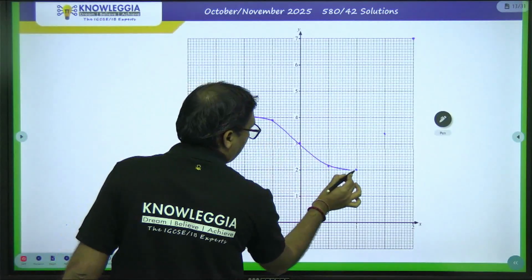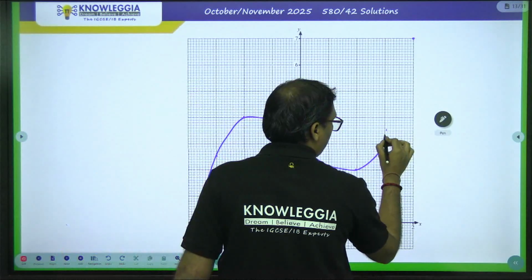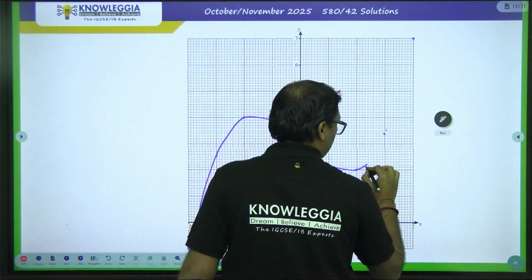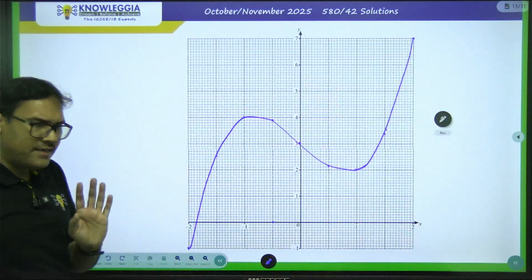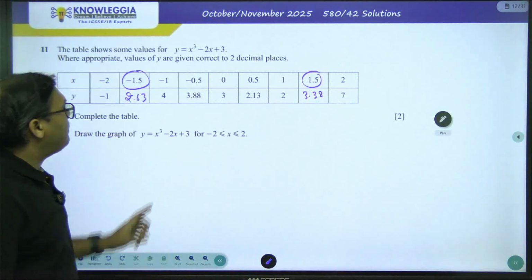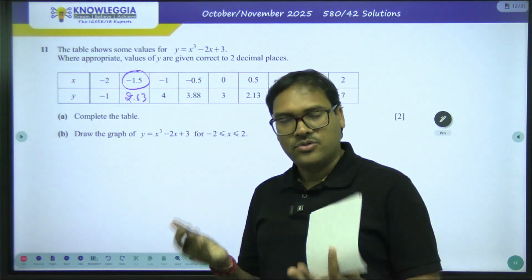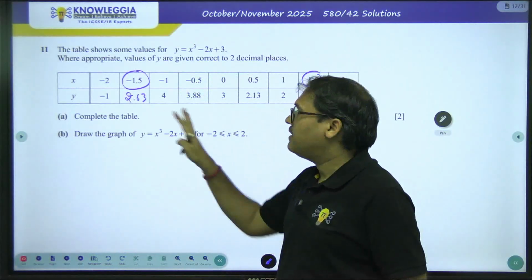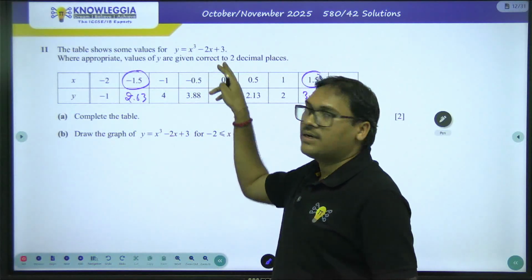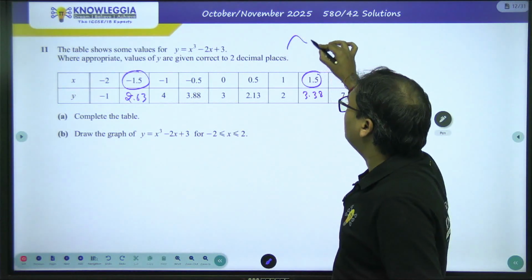So you can see the graph will look something like this. This is what is expected in this question. And just remember that this is a cubic graph. You should know the basic idea of a cubic graph also. It is not expected here, but a cubic graph has this kind of shape.